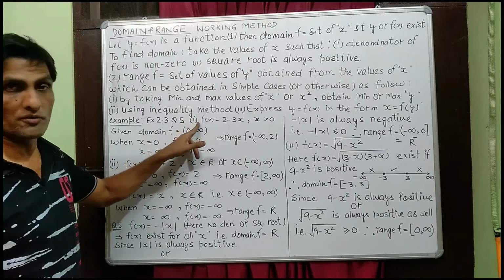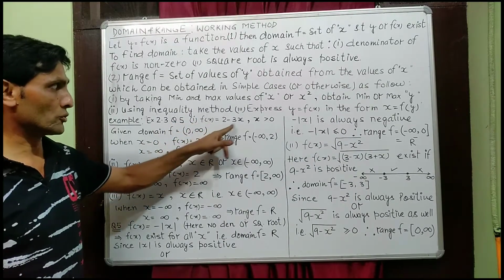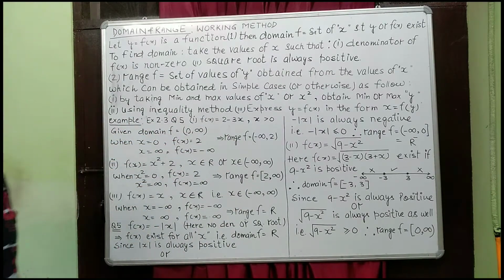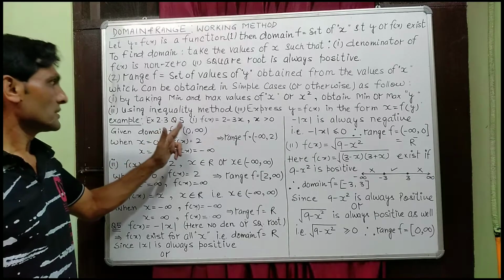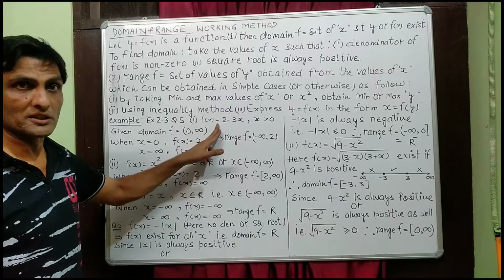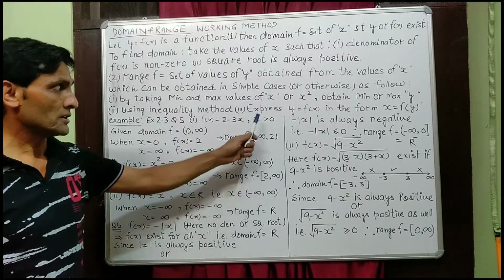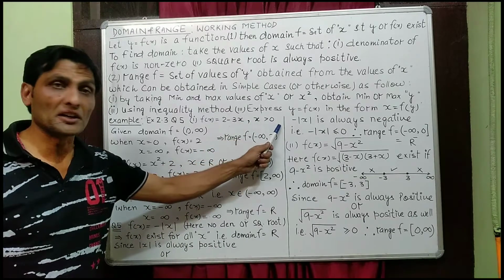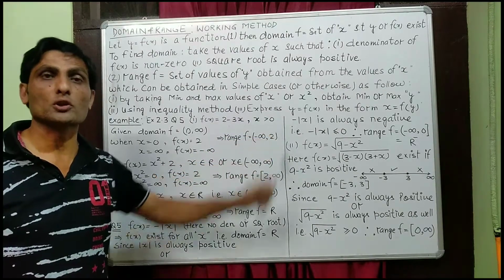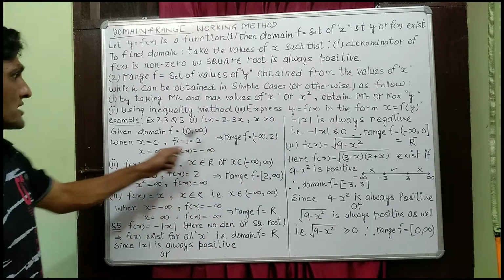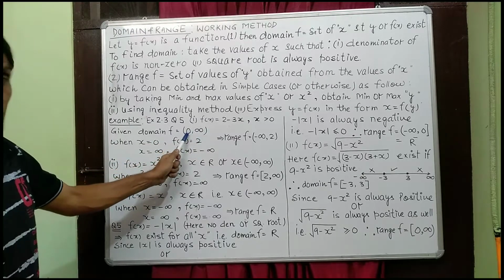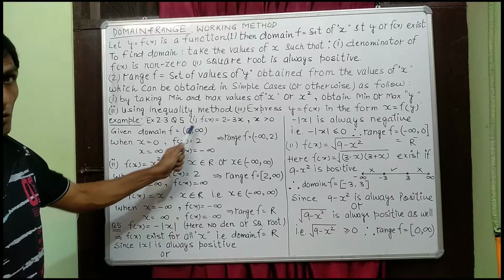Suppose this is your first part, f(x) = 2 - 3x. In question number 5 you have to find only the range; the domain is given to you. Here x > 0 is given. Remember, x = 0 is not included in the domain. So the domain is (0, infinity), where 0 is an open end, so 0 is not included.